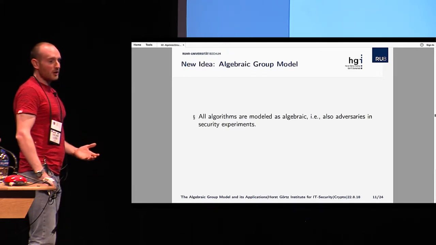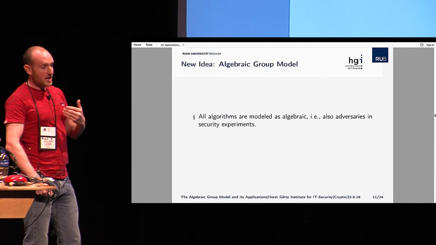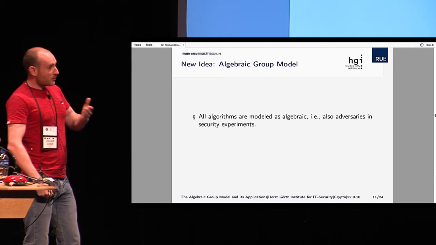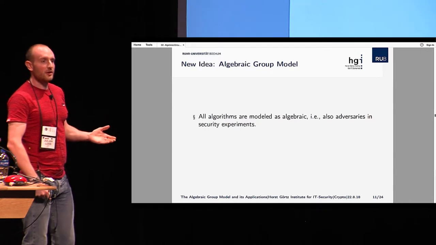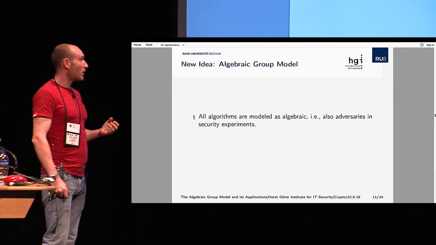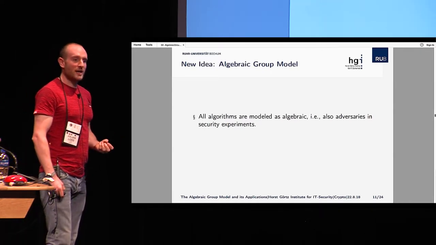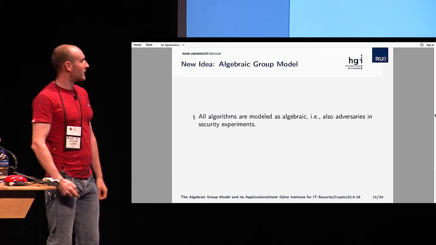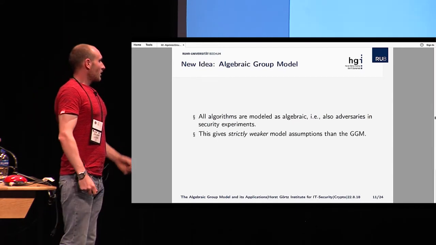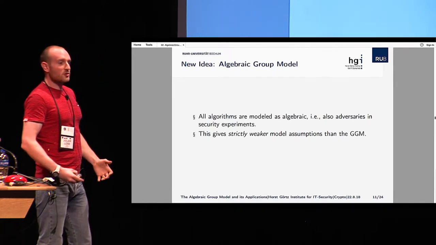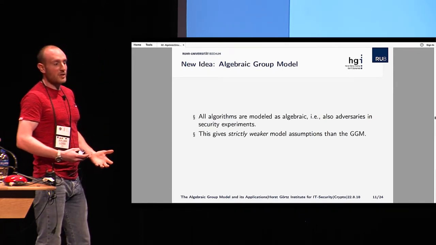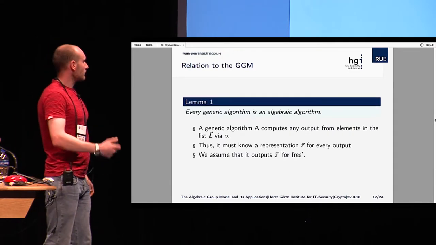Okay, so in our model, similar to the generic group model, all algorithms will be treated as algebraic algorithms. And this means in particular that we also consider all adversaries in security games as algebraic algorithms. Okay, so I will now show in the following slides that this actually gives us strictly weaker model assumptions than what we have in the generic group model.